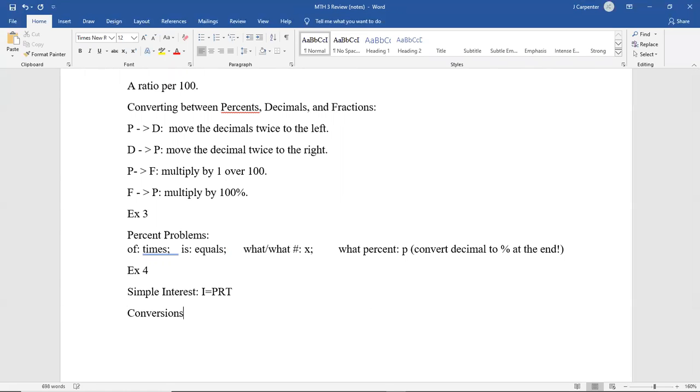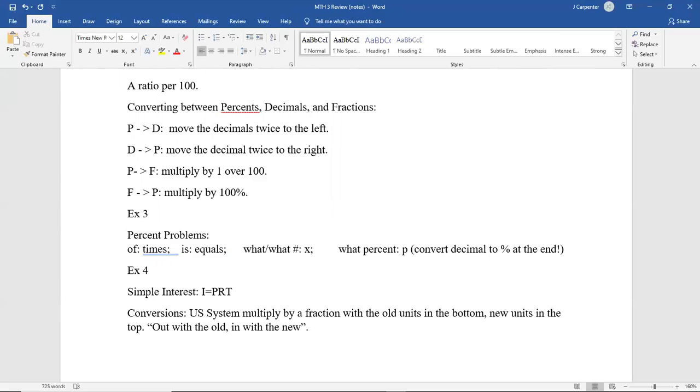conversions, which was the biggest chunk of chapter 2 at the end. So we said in the US system, we multiply by a fraction with the old units in the bottom and the new units in the top, so that we would out with the old, in with the new. This is called dimensional analysis. It is a very important field of mathematics. You can do some crazy things with such a simple idea.